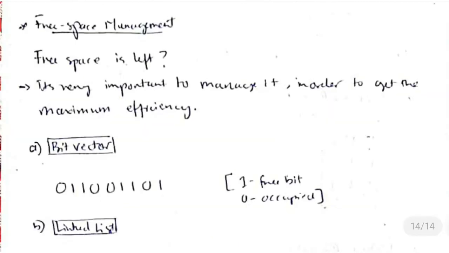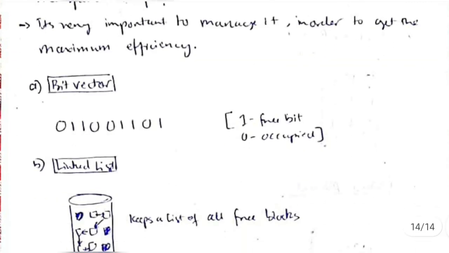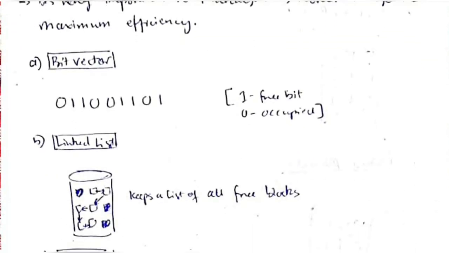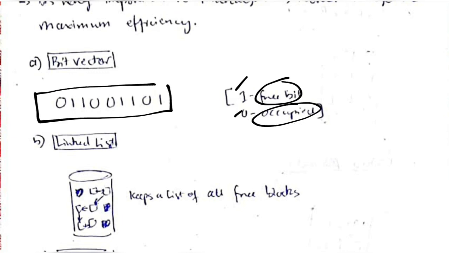Okay. Lastly, let's discuss the free space management. In the free space management, how much free space is left is to be managed, and it's very important to maximize the efficiency. The first method is bit vector. In bit vector, we'll have two parts. First one is 1 or 0. 1 means a free bit, and 0 means an occupied bit. Okay, so this is the bit vector here. Where you can see all the 1s at those memory locations, it's empty, and you can allocate the resources. Okay, so that's about the bit vector.